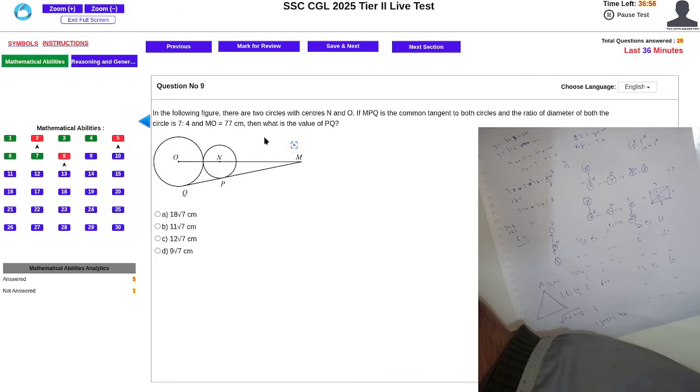In the following figure, there are two circles with centers M and N. If MPQ is a common tangent to both the circles, and the ratio of the diameters of both the circles, PQ.